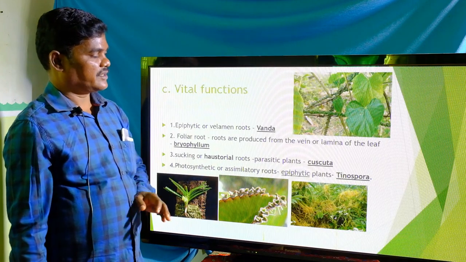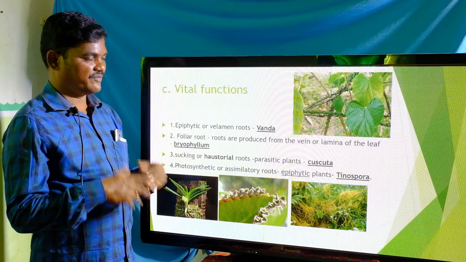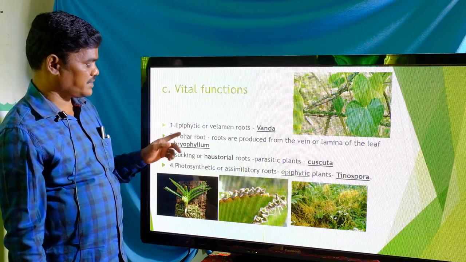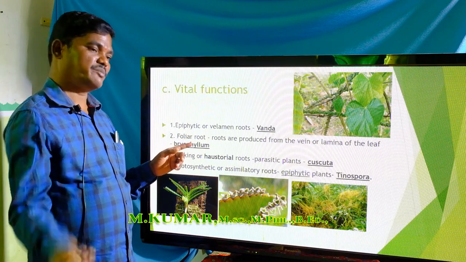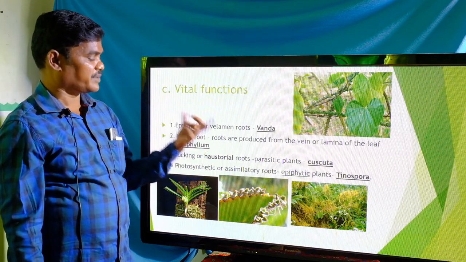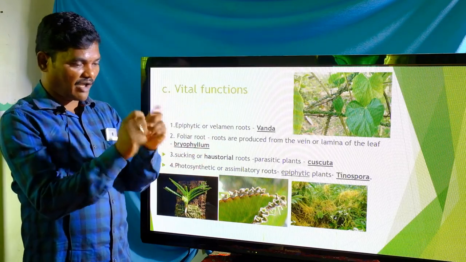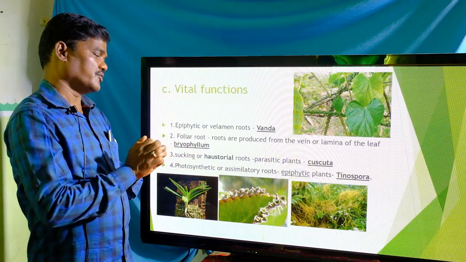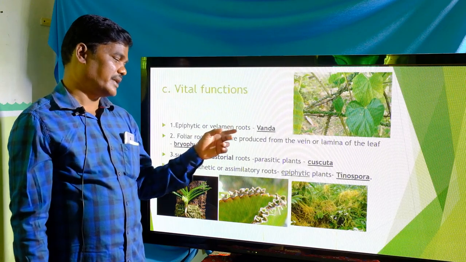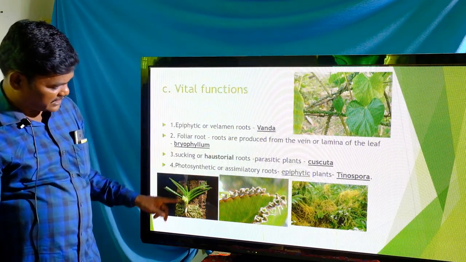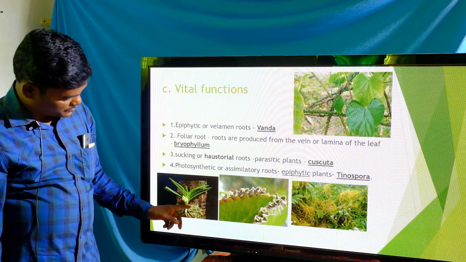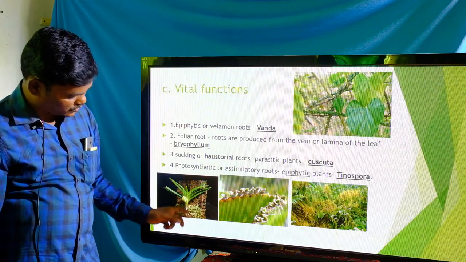Vital functions, already told, vital means very important. Life processes are taken over by the root, that is called vital function. First one is epiphytic plants. Epi means above, phytic means plants. A plant that grows on another plant is called an epiphytic plant. In this type of plant, they have a special tissue called velamen tissue. Inside the root, they have a sponge-like tissue for absorbing food as well as water from the host plant. The root containing this tissue is called a velamen root. Example, Vanda. See that this is one trunk, and on another plant's trunk they grow and absorb water. This is velamen tissue, a sponge-like tissue.